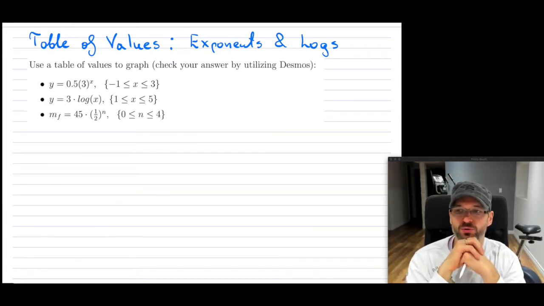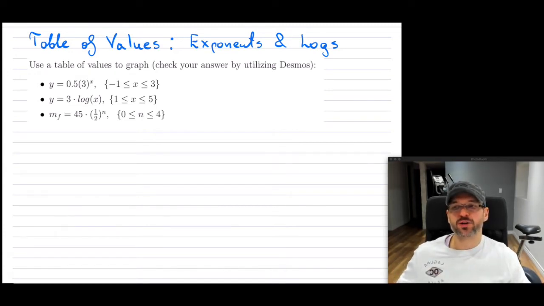Now, the last function, which is the output, is actually MF. You may not know what that is. Maybe it's a mass or final mass or something like that. And it looks like it's actually a half-life example of graphing because I see 1/2 there. In any case, it doesn't really matter here because we're just asked for the table of values. So there you have a restriction between 0 and 4.